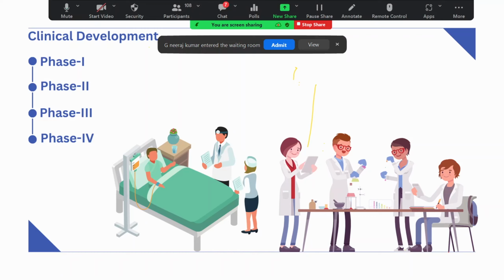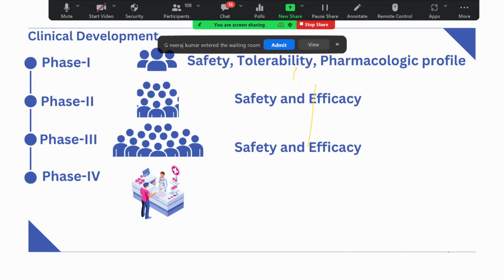Additionally, clinical trials are often used to compare treatments and determine which treatment option is superior. There are four phases of clinical trials known as phase 1 to phase 4. So in phase 1 studies, a small number, usually less than 100, of healthy volunteers are administered the compound. These studies are used to assess a compound's safety, tolerability, and pharmacologic profile.